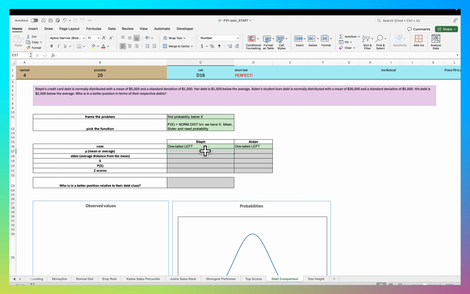The mu in this case is 5,000, and in this case it's 30,000. So very different means. Standard deviation is 1,000 here, and here it's 5,000. And then Steph is 1,500 below average, so she's at 3,500. And Aiden is 2,000 below average, so that puts him at 28,000.